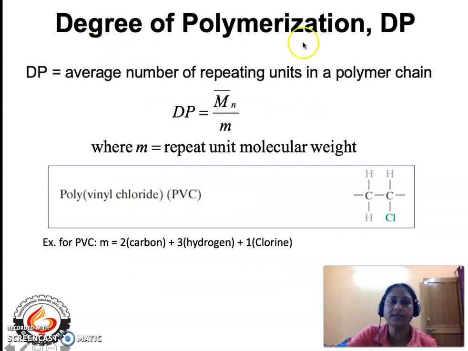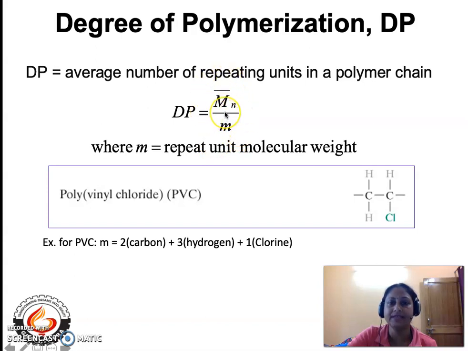We come to a second terminology, which is the degree of polymerization, known as the DP. The number of repeating units, or the number of monomeric units, that are attached in a polymer chain is called the DP, and DP is equal to Mn divided by M.